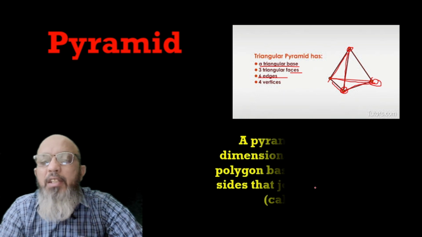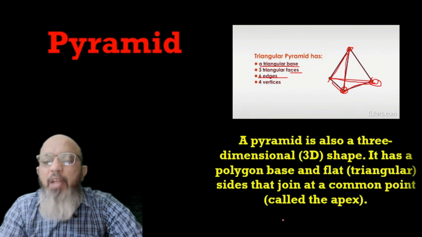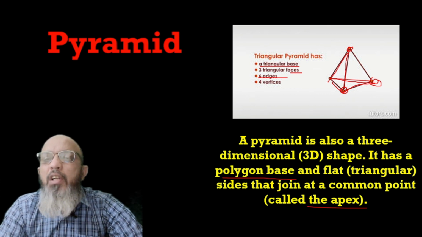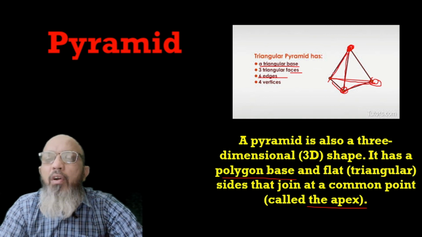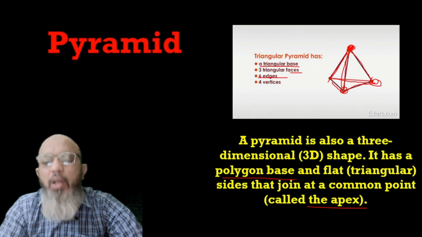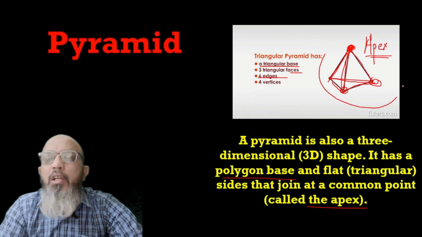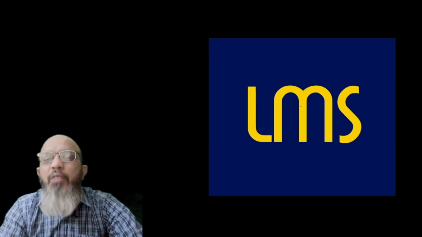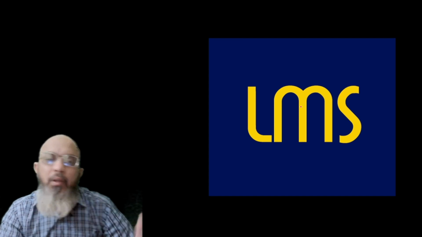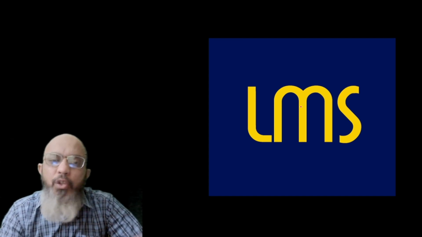So what is a pyramid? A pyramid is a three-dimensional shape. It has a polygon base. Polygon means it can be different, it can be triangular, or more than triangular. The flat triangular sides join at a common endpoint called the apex. It means there is one common endpoint where all the edges meet, and that vertex is called the apex. Again, you don't need to go into such vocabulary, you only focus on the shape of the pyramid. So what is the difference between pyramid and prism? It's very clear to you.